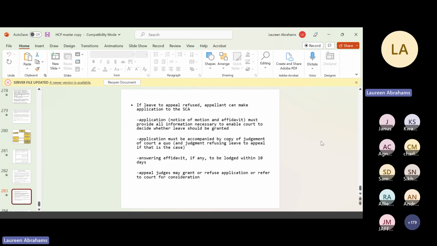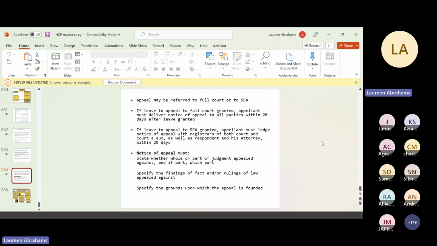Now, how this is heard is, people applying for leave to appeal to the Supreme Court of Appeal, which is in Bloemfontein, don't go there physically and argue the application for leave to appeal. The judges decide this in chambers. So you send your notice of motion and your affidavit with the necessary other documentation attached. They look at it and then they will decide whether they give you leave to appeal or not. If they give you leave to appeal, then you must file your notice of appeal, setting out your grounds, and then follow the rules further.